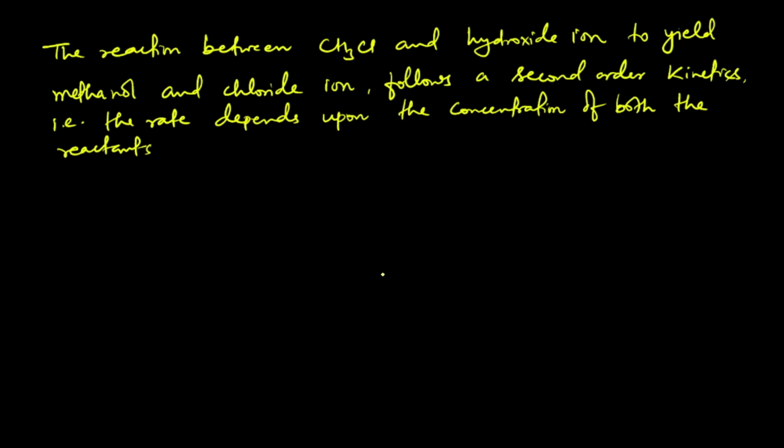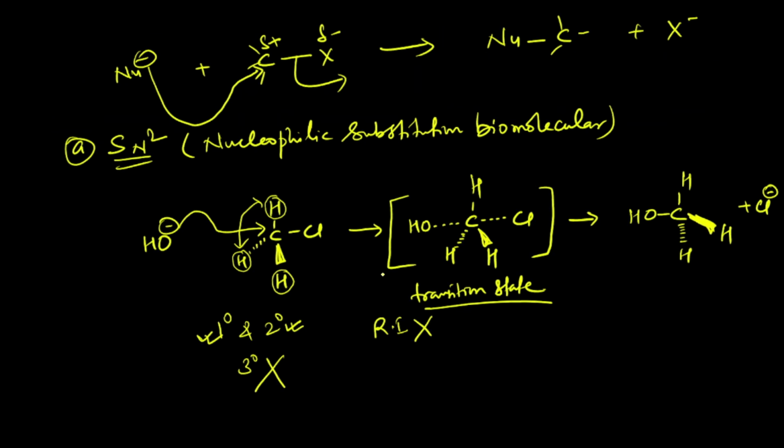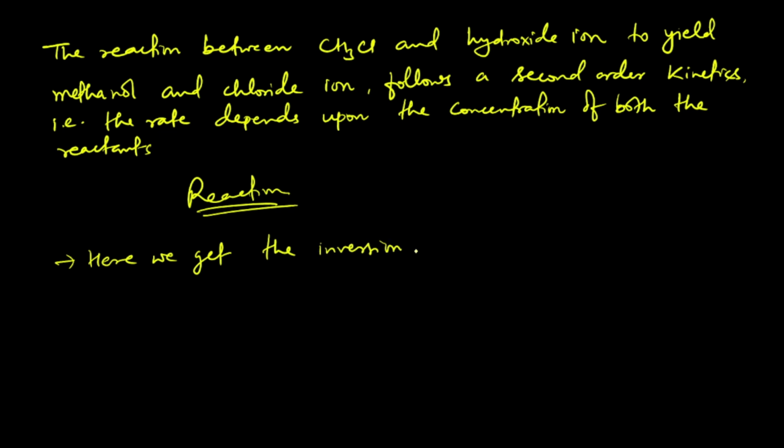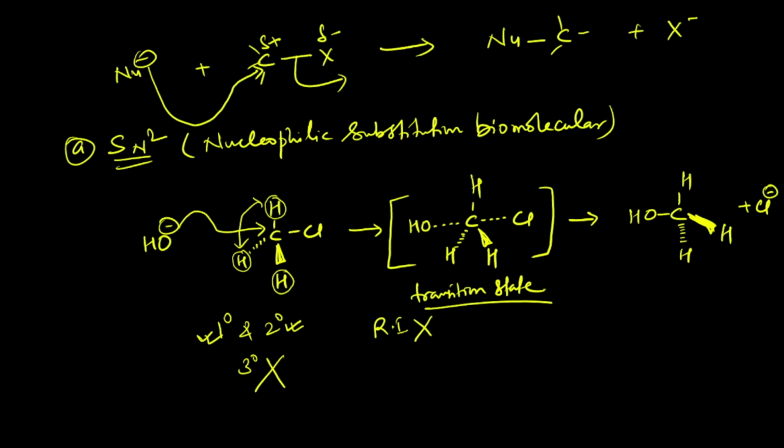So now in this reaction what will we get? After this, we'll put these reactions over here, whatever we have discussed previously, and then we can write here that we get the inversion, inversion of configuration. We are getting inversion of configuration, correct. If you are starting with R, your product will be S. Why? Because it is attacking from the back side.